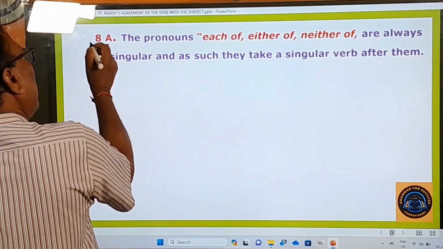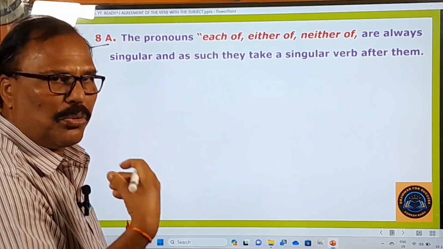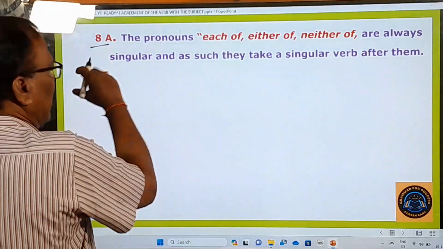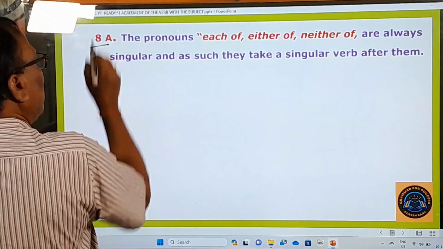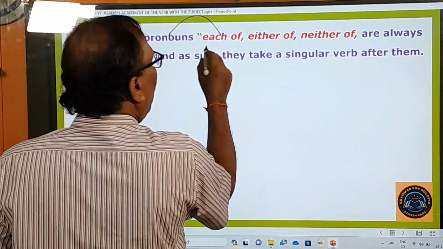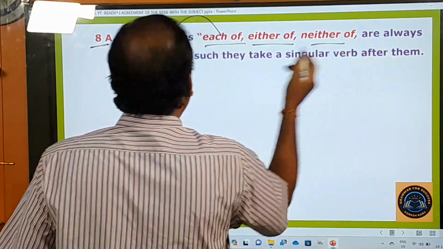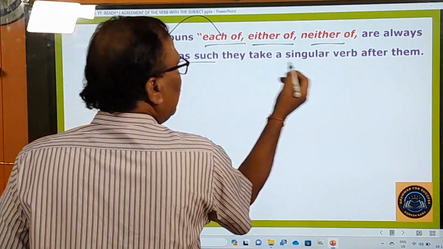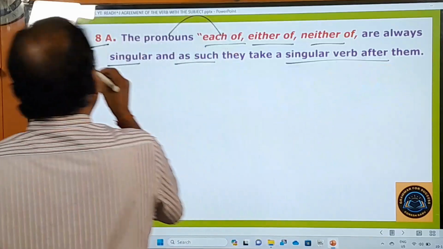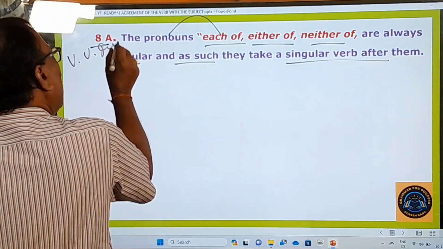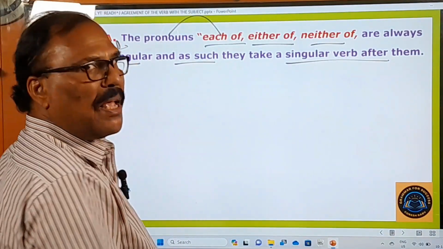8A, under this eighth rule, there are two rules, 8A, 8B, something like that. 8A, what is that? The pronouns each of, either of, neither of are always singular, and as such they take a singular verb after them. So very, very important from all your competitive examinations point of view.